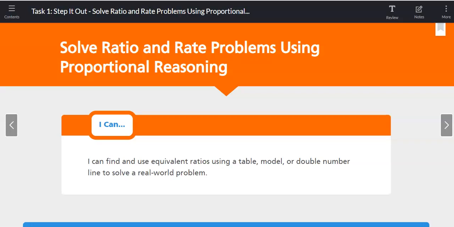This is Module 5, Lesson 5, and this is the Step It Out or solve ratio and rate problems using proportional reasoning. So our I can statement is, I can find and use equivalent ratios using a table, model, or double number line to solve a real world problem.